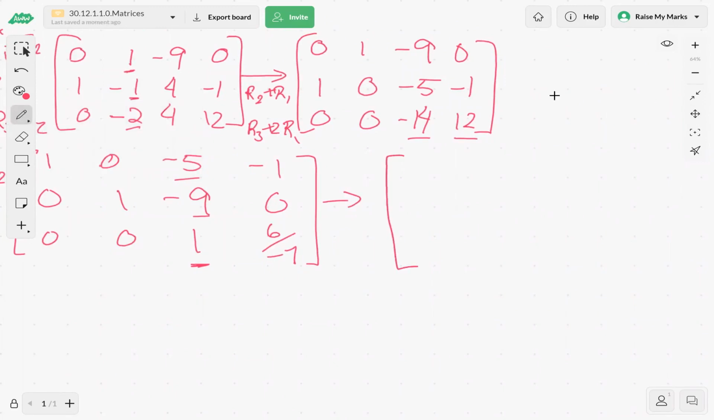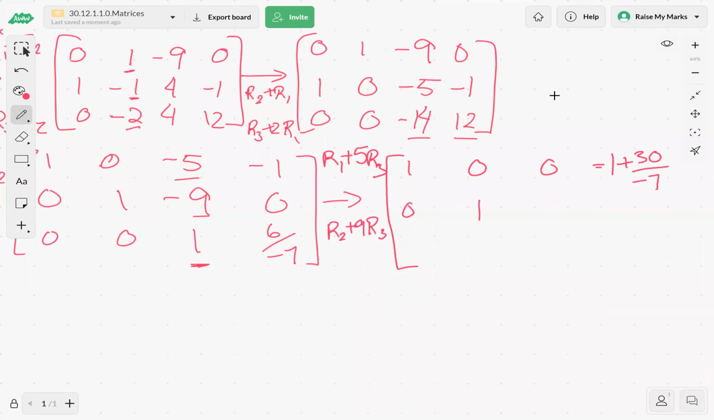So we're going to add 5 times row 3 to row 1. So row 1 plus 5 times row 3. 0, 0, 0. 5 times row 3. We got -1 plus 30 over -7. I think that's right. Second row, we're going to add 9 times row 3. So row 2 plus 9 row 3.